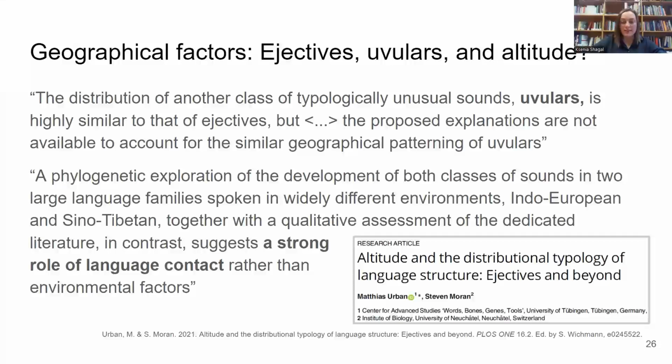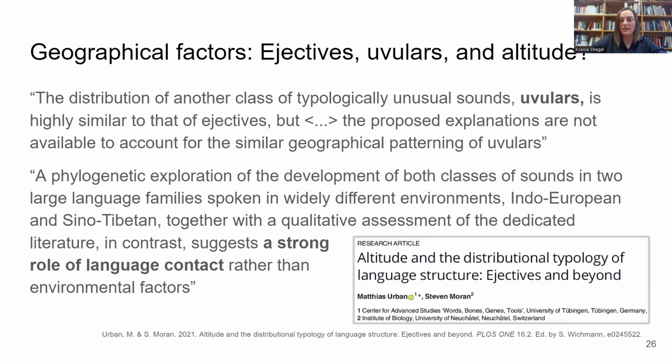There is a relatively recent study from 2021 by Matthias Urban and Steven Moran. They show that actually ejectives are not the only class of typologically unusual sounds that occur in higher altitudes. So uvulars, something like the French kind of r and other similar sounds that are produced with the help of or near the uvula. So this small thing.